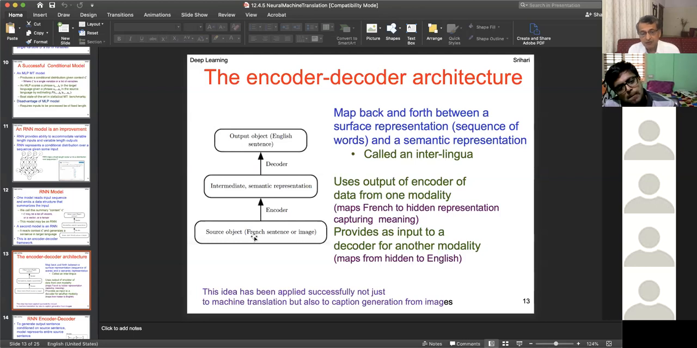So it uses the output of the encoder from one modality and provides it as input to a decoder of another modality. So it maps from French to a hidden representation and from the hidden representation to English. The early folks in natural language processing were trying to figure out what could be a good interlingua. They had a hard time saying what the nature of interlingua is, and they were thinking of things like transformational grammars and so on.